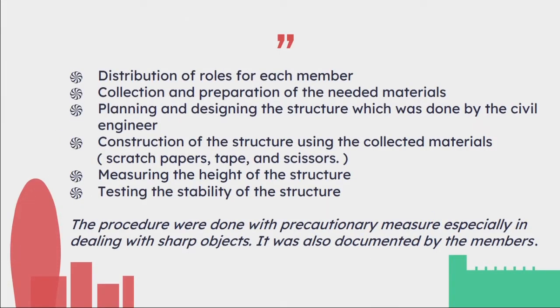Here we have the distribution of roles for each member: collection and preparation of the needed materials; planning and designing the structure, which was done by the civil engineer; construction of the structure using the collected materials, which are the scratch papers, tape and scissors; measuring the height of the structure; and testing the stability of the structure. The procedures were done with precautionary measures, especially in dealing with sharp objects. It was also documented by the members.